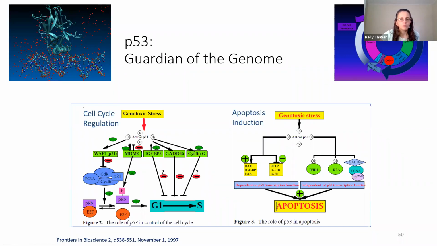We'll be talking about the P53 system. So P53 is the guardian of the genome. It's also known as a tumor suppressor protein. Its role in the cell is to select between cell cycle regulation to arrest the cell from dividing, or to cause the cell to commit apoptosis.